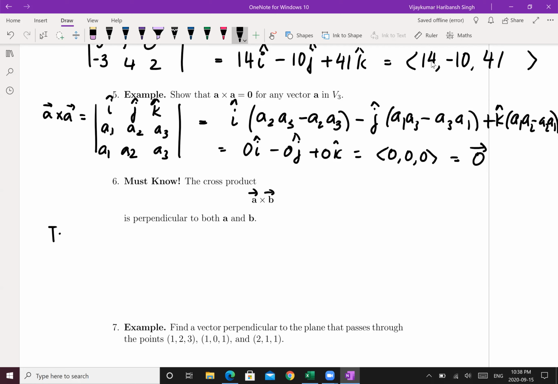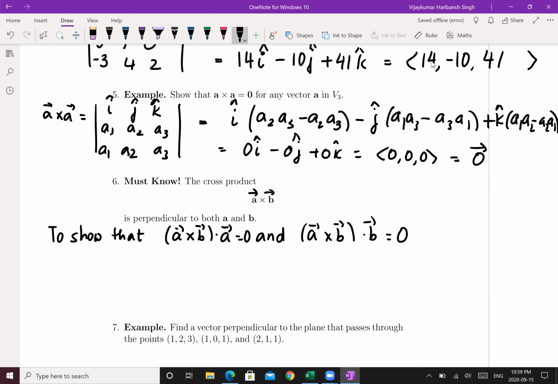So let me write down. To show that A cross B dot with vector A, and A cross B dot with vector B, are both 0 will basically prove that A cross B is perpendicular to both. So how would we prove this? We'll take a dot product. I'm going to use the previous result, although the determinant would have been easier, but let's use the previous result.